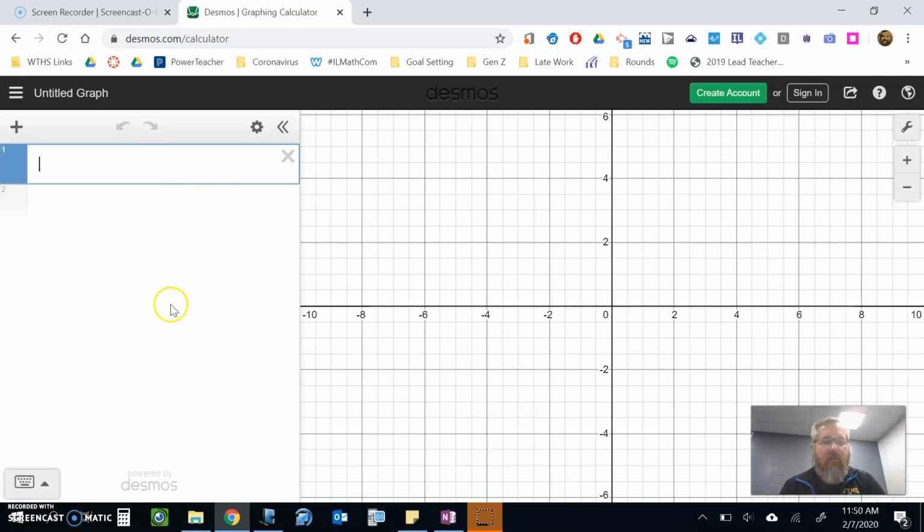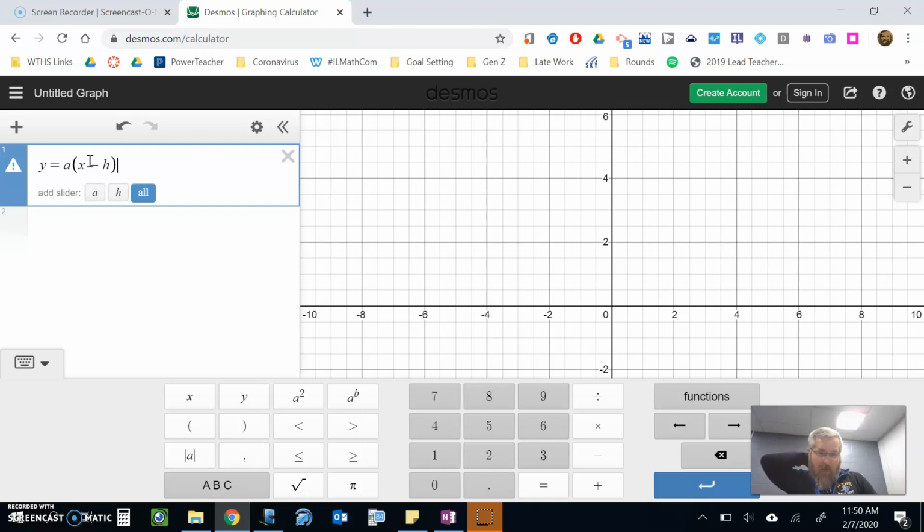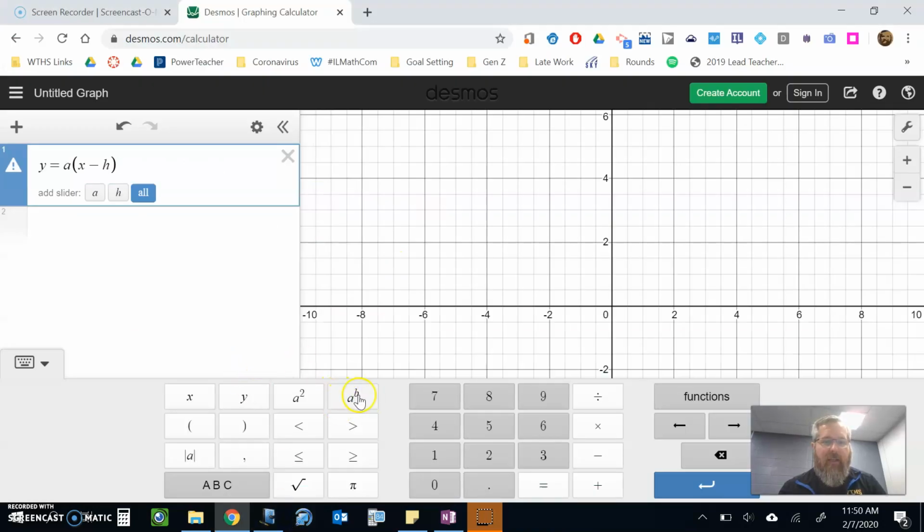First thing I want you to do is go down to this keyboard, press the keyboard button, and pop that up. Then we're going to go back up into line 1 and type in y equals a parentheses x minus h close parentheses. Now we have to press squared. There are a couple of ways to do it. You could press a to the b, or you just press this a squared. Oops, I did it twice.